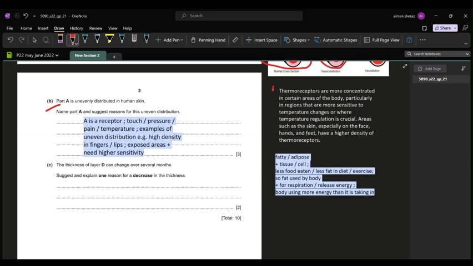So, the most important explanation for that is that the thermoreceptors are more in number or more concentrated in certain areas of the body, and particularly in those regions जहाँ पे temperature changes या temperature regulation जो है वो बहुत important है. So, for example, आप एक गर्म मग से चाय पी रहे हैं, that is really hot. तो जो आपके lips हैं आपको पता होना चाहिए कि वो ज़्यादा sensitive हैं and they would have more number of thermoreceptors. There would be a high density of thermoreceptors in your lips as compared to other areas.